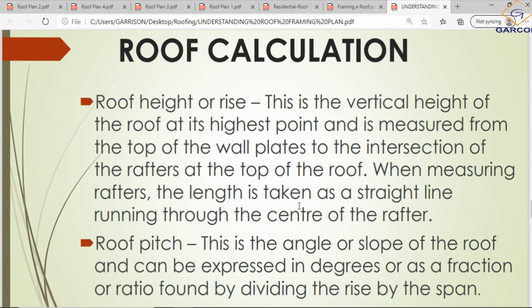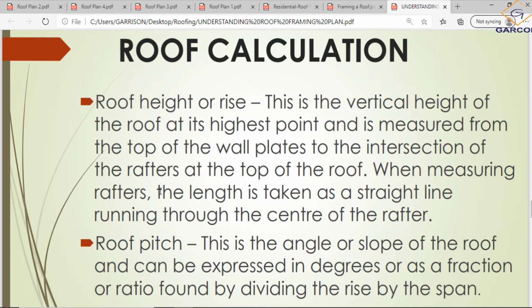Roof calculation continued. Your roof height or rise. This is the vertical height of the roof at its highest point and is measured from the top of the wall plate, the board on top of the wall, to the intersection of the rafters at the top of the roof. So the peak of the roof, the tip of the roof, that's where you measure to. The height goes to the peak of the roof.